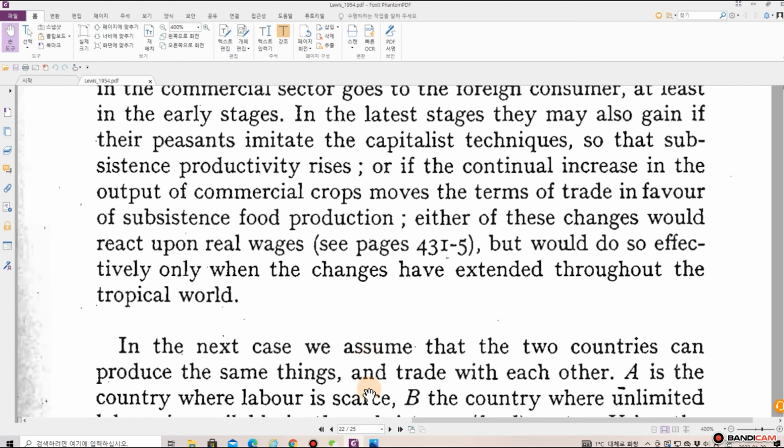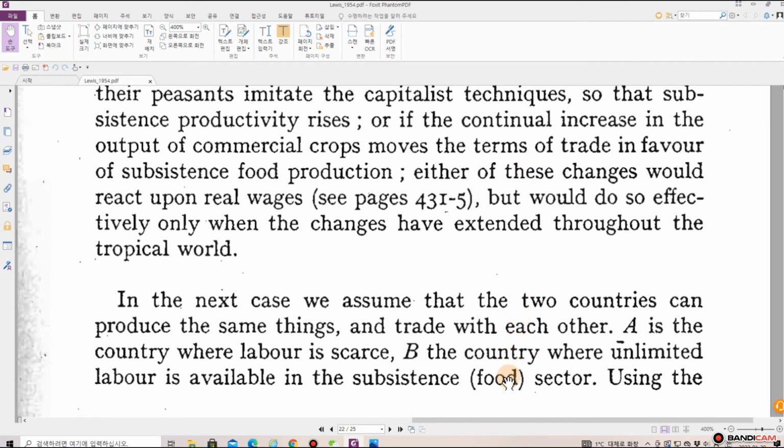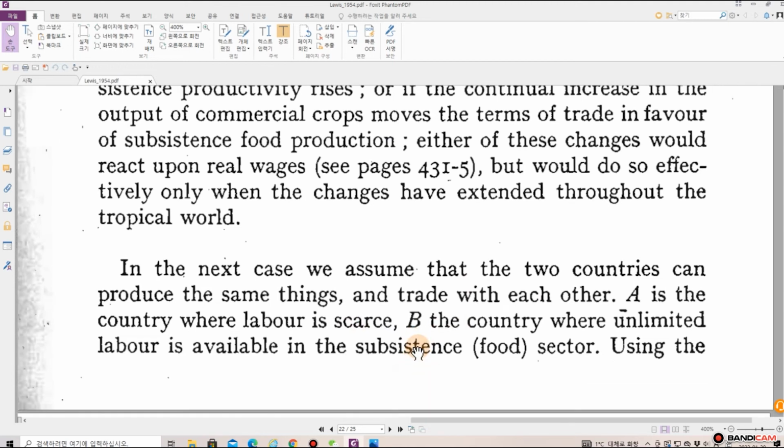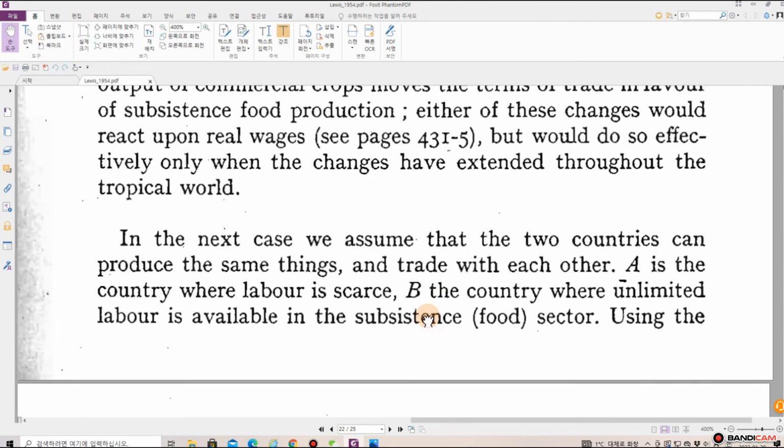In the latest stages, they may also gain if their peasants imitate the capitalist techniques so that subsistence productivity rises, or if the continual increase in the output of commercial crops moves the terms of trade in favor of subsistence food production. Either of these changes would react upon real wages, but would do so effectively only when the changes have extended throughout the tropical world.